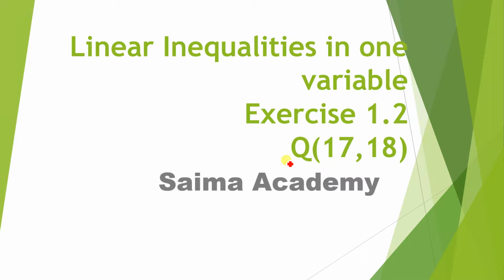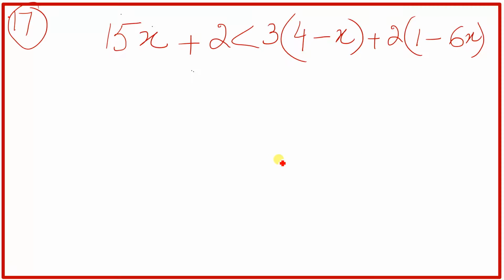In this lesson, we will solve question number 17 and 18 of exercise 1.2. Question number 17: we have 15x plus 2 is less than 3 into (4 minus x) plus 2 into (1 minus 6x).